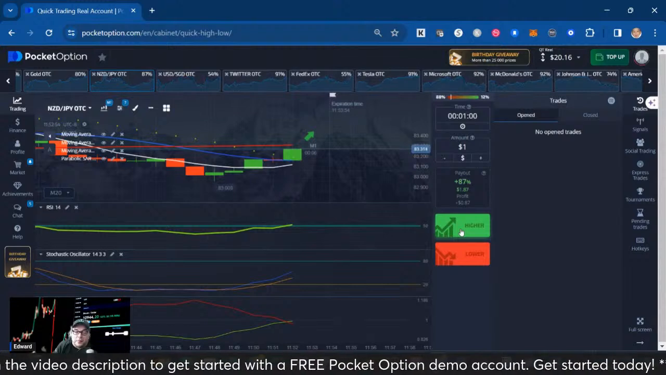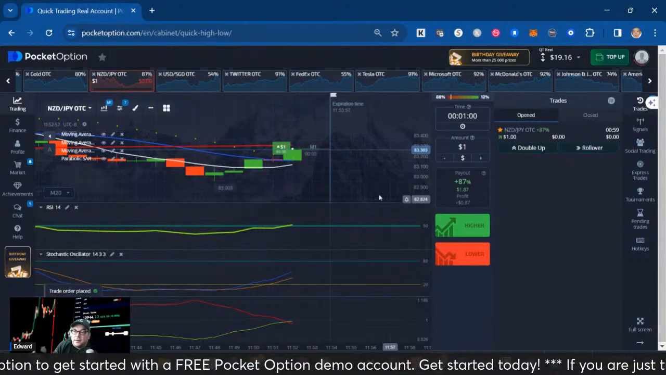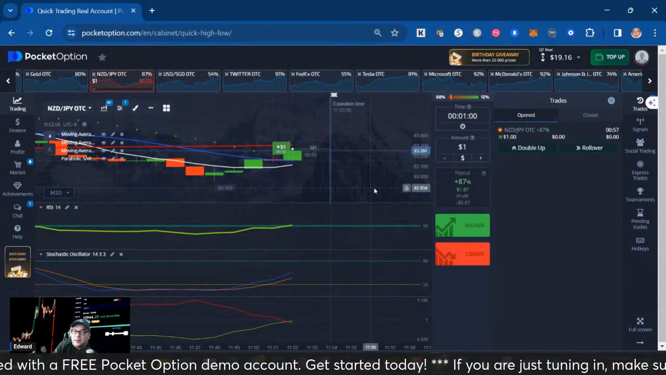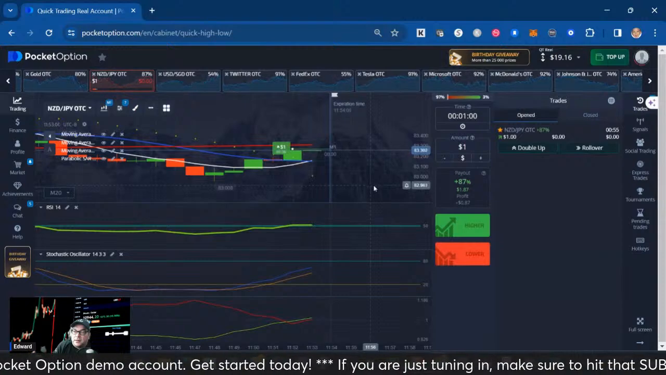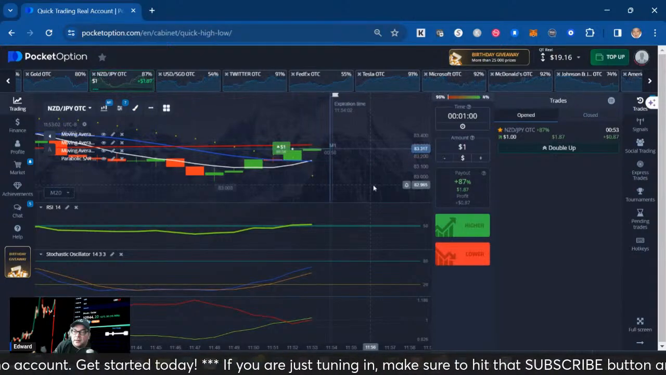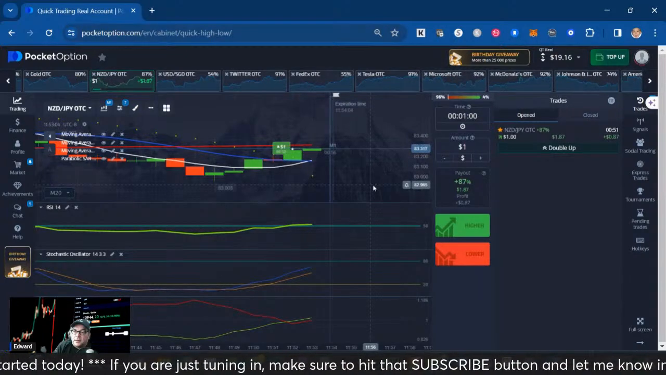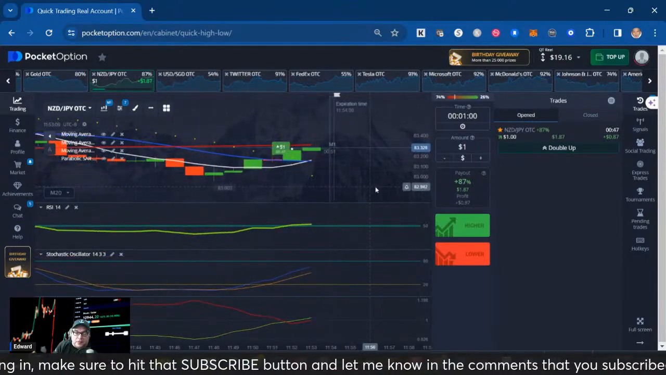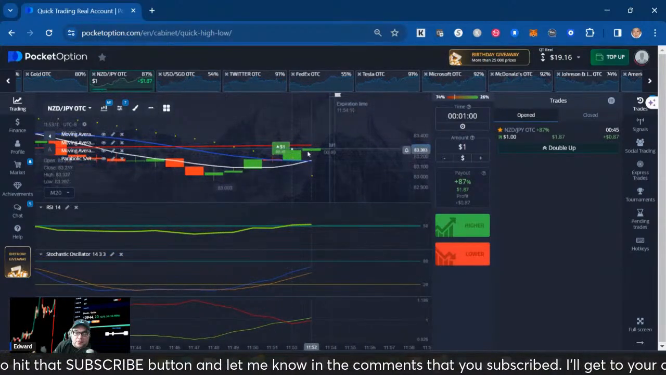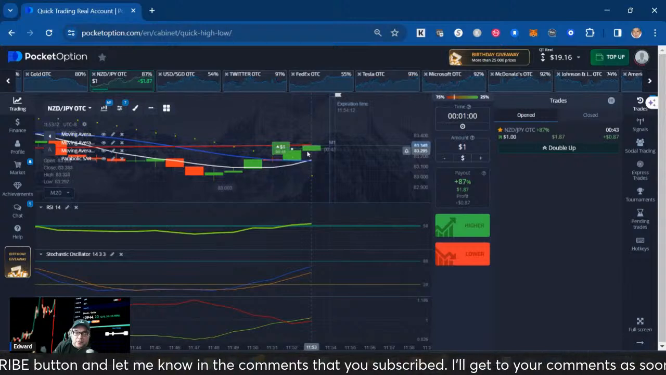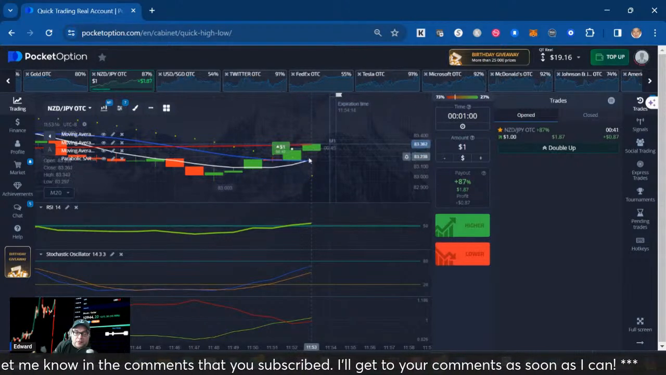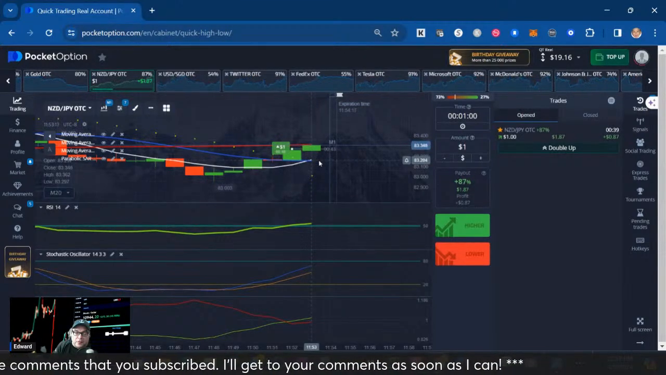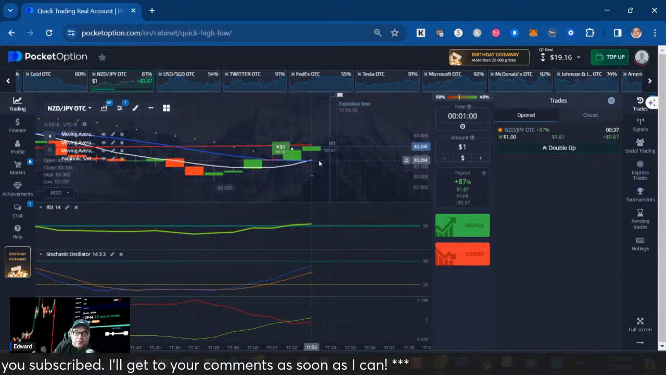So for $1, let's do this. See what happens. I got caught on the pullback. Is it going to move upwards? All right, here we go. 52 seconds on the clock. It looks like our whole goal is, when we mark it here on the chart, that the candles start to run away from our position. It's starting to look good. 41 seconds left. New Zealand dollar, Japanese yen.